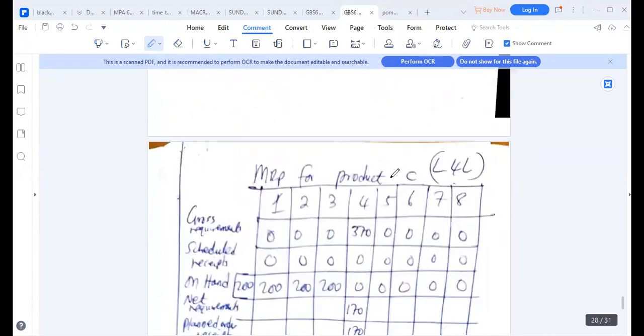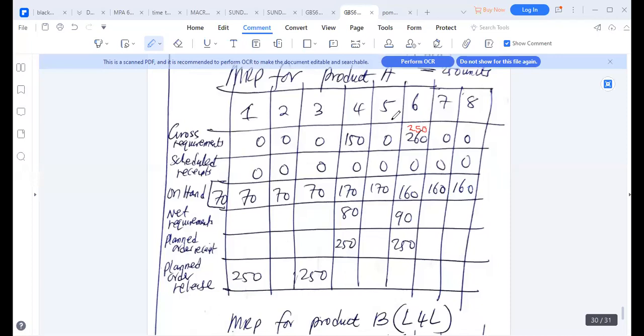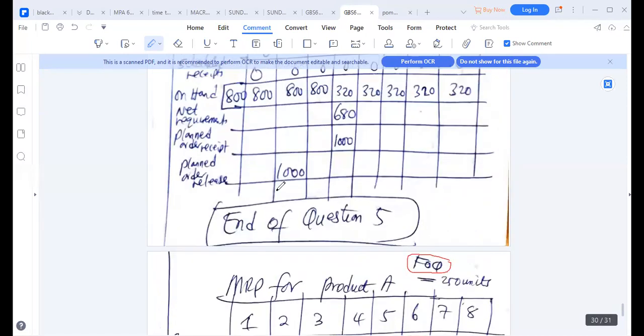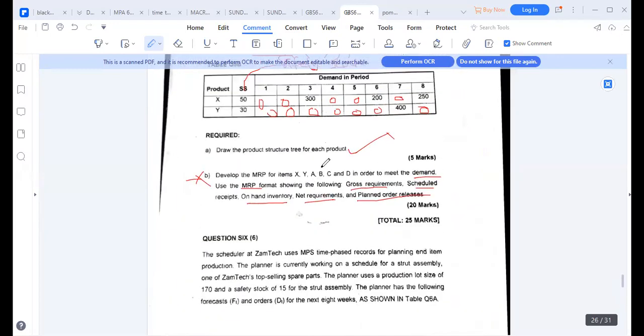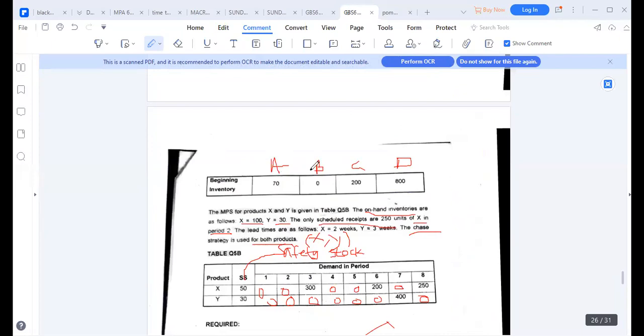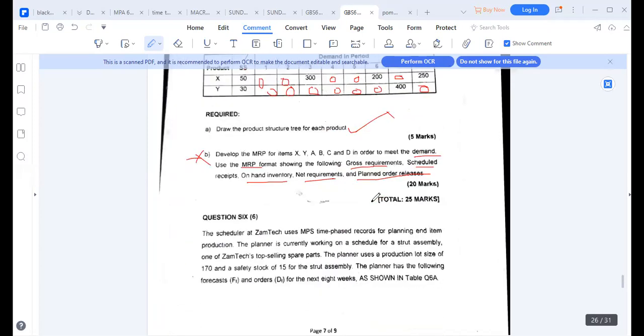So we are getting the most important thing. So here we have this. Then on hand for A is 70. So 70 plus 0, which is the 70 minus the gross requirement of 0. We have a 70. The 70 is the beginning stock that has been given in the question. It has been given as on hand for A, 70 beginning stock, B is 0, C is 200, and D is 800.